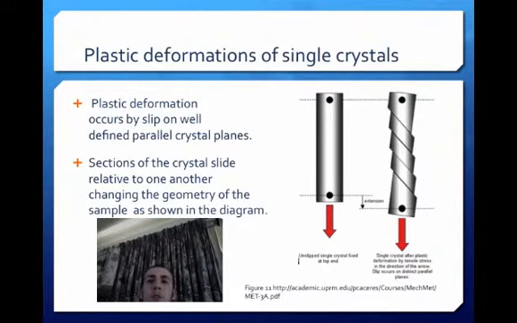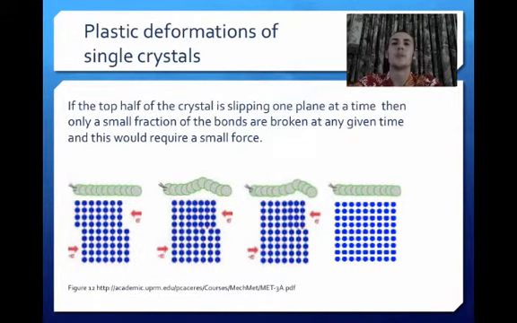When a single crystal is deformed under a tensile stress, it is observed that plastic deformation occurs by slip on well-defined parallel crystal planes. Sections of the crystal slide relative to one another, changing the geometry of the sample as shown in the diagram. If the top half of the crystal is slipping one plane at a time, then only a small fraction of the bonds are broken at any given time, and this would require a small force.